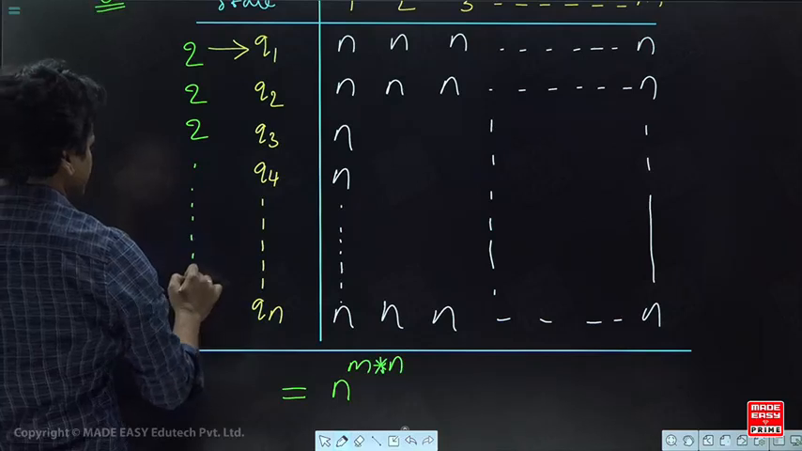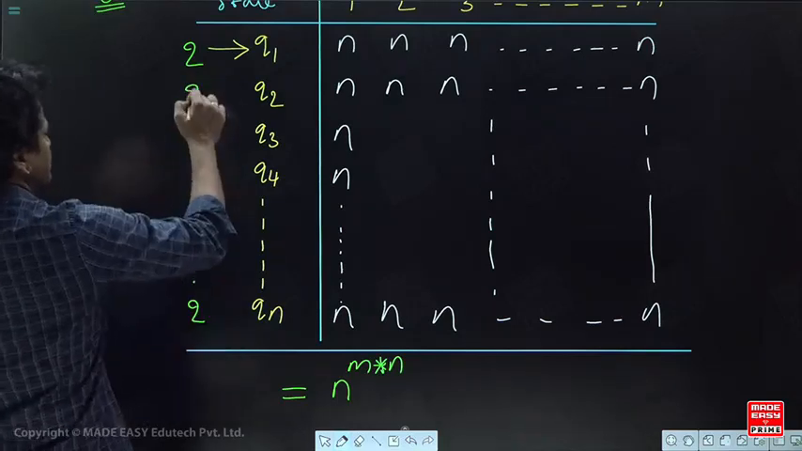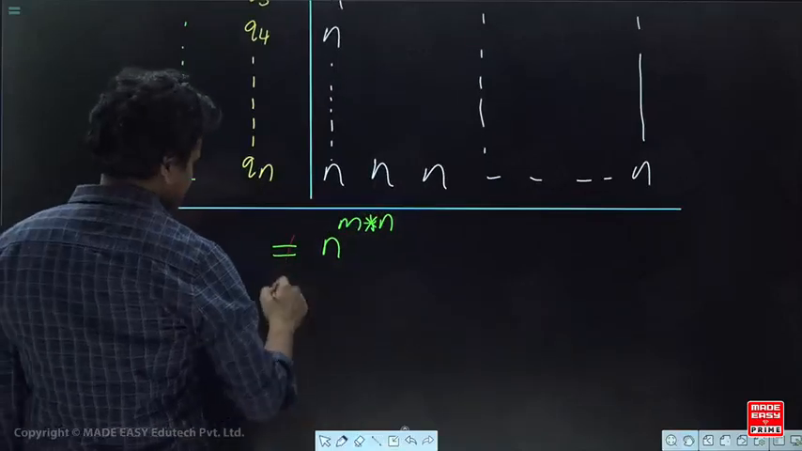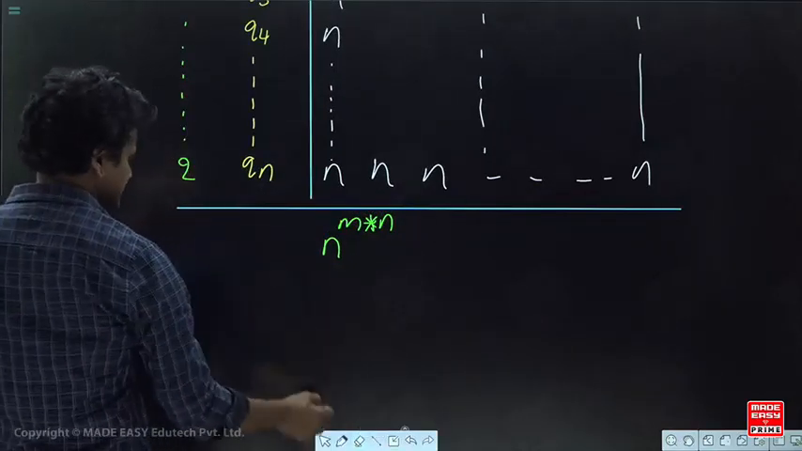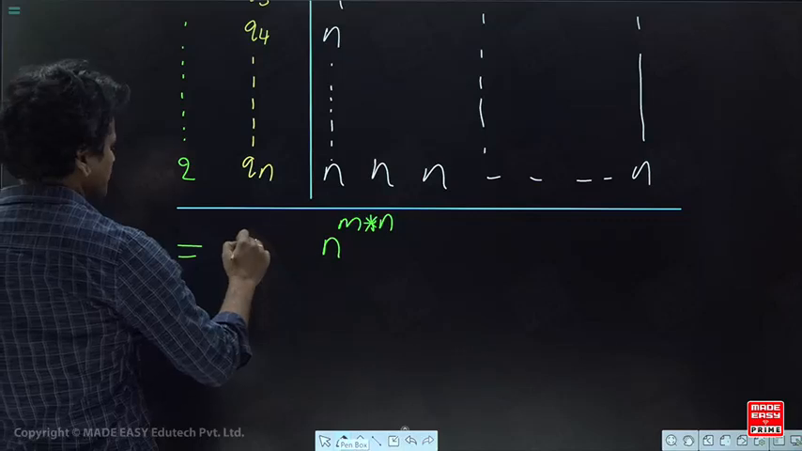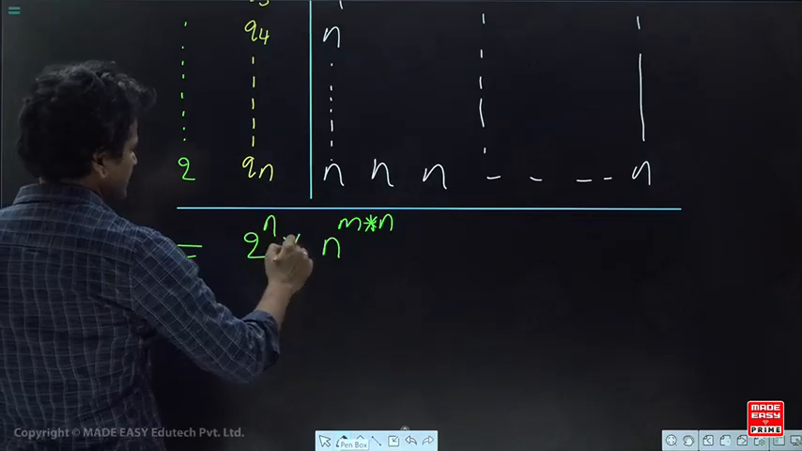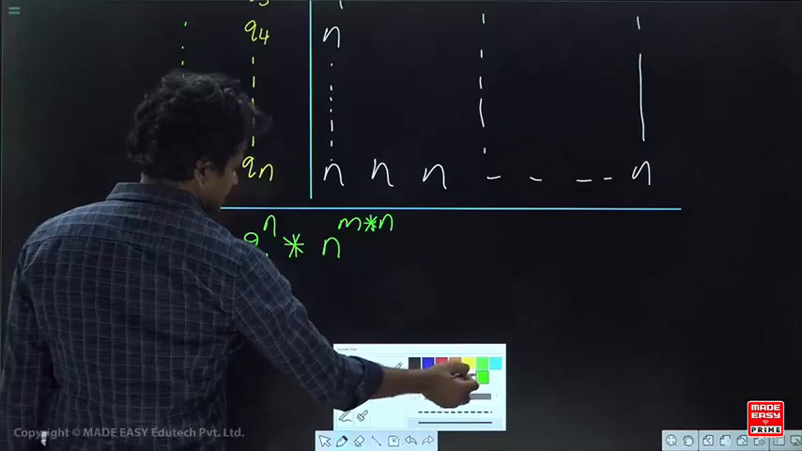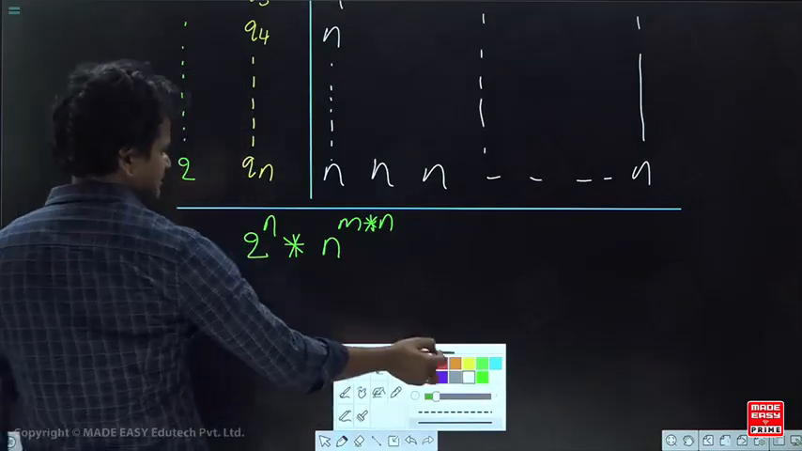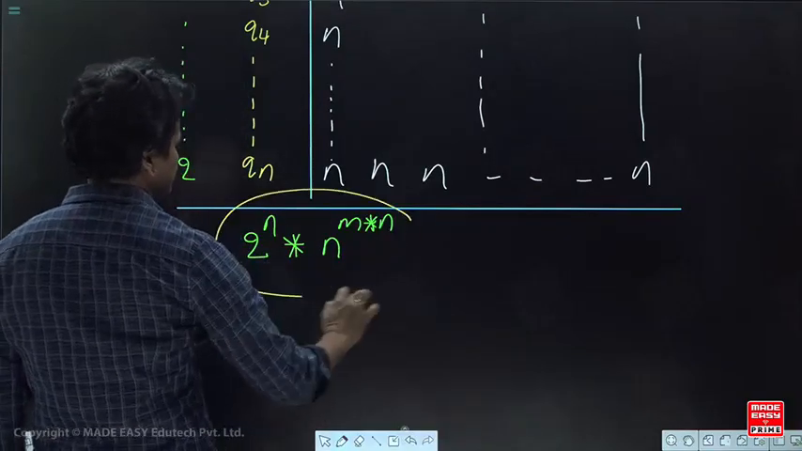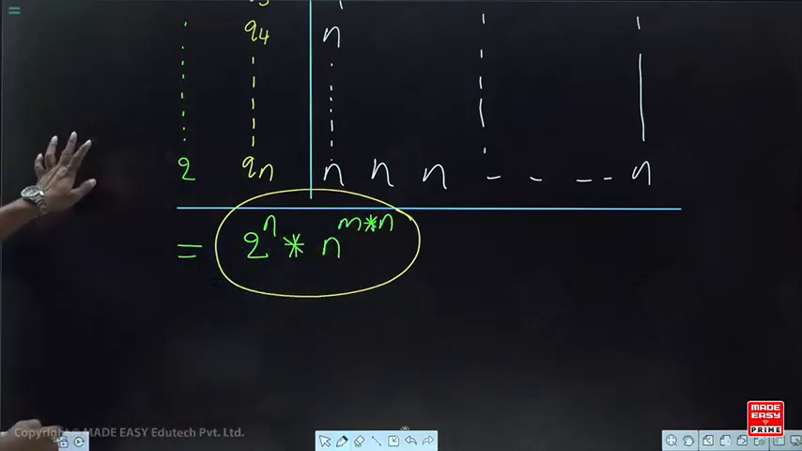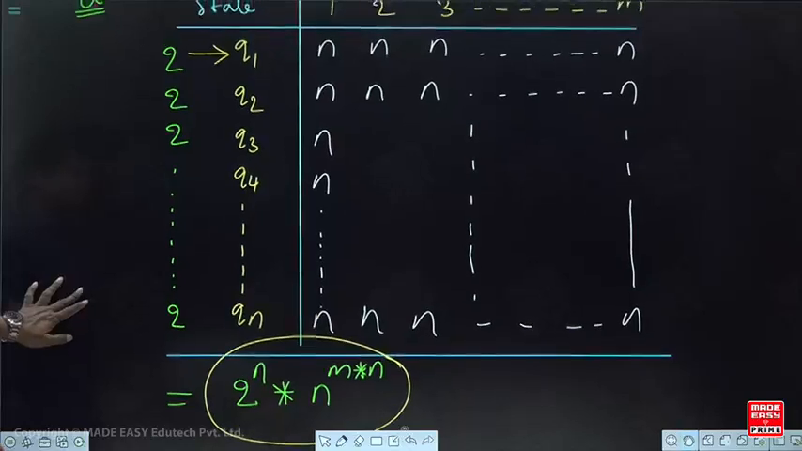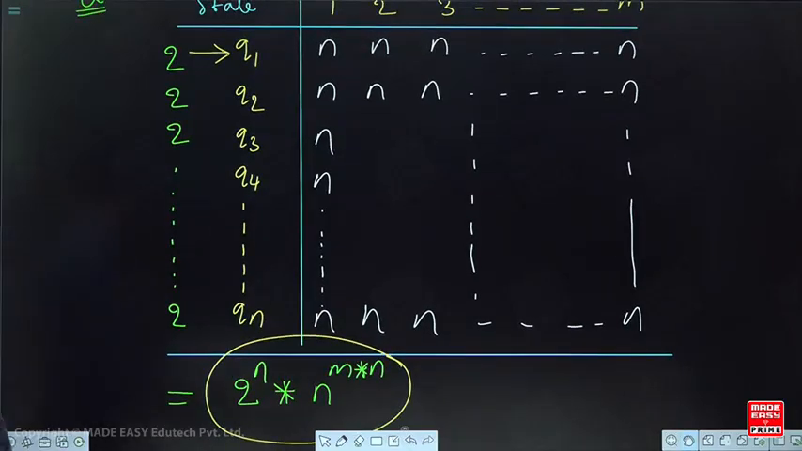Now guys, a state can be final or non-final. So every state can be final or non-final. So 2 into, how many 2's are these? n 2's. Therefore, the answer is 2 power n into n power m into n. This is the answer. Copy this, guys. The number of DFAs you can draw with n states and m inputs is this.